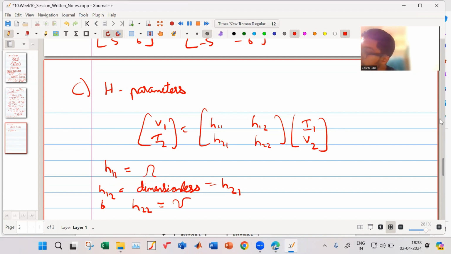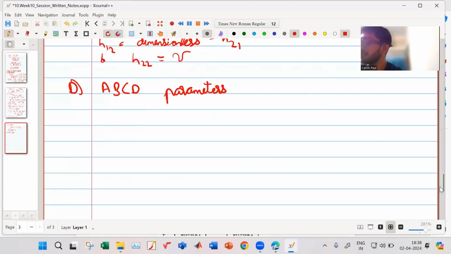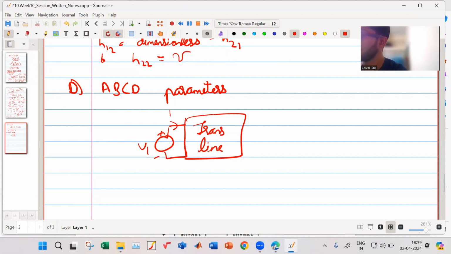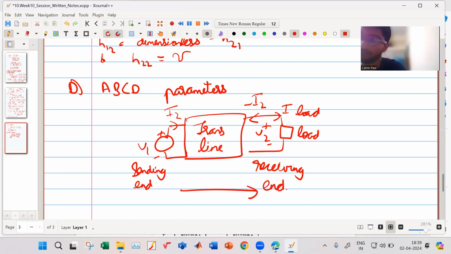Then which is the last set of parameters? ABCD parameters. Suppose this is our transmission line. This is your V1, this is your I1. This is some load. This is your V2. This is your I load, but this is your minus I load. ABCD parameters are like this: this is your sending end and this is your receiving end. So you're sending power from here to here.